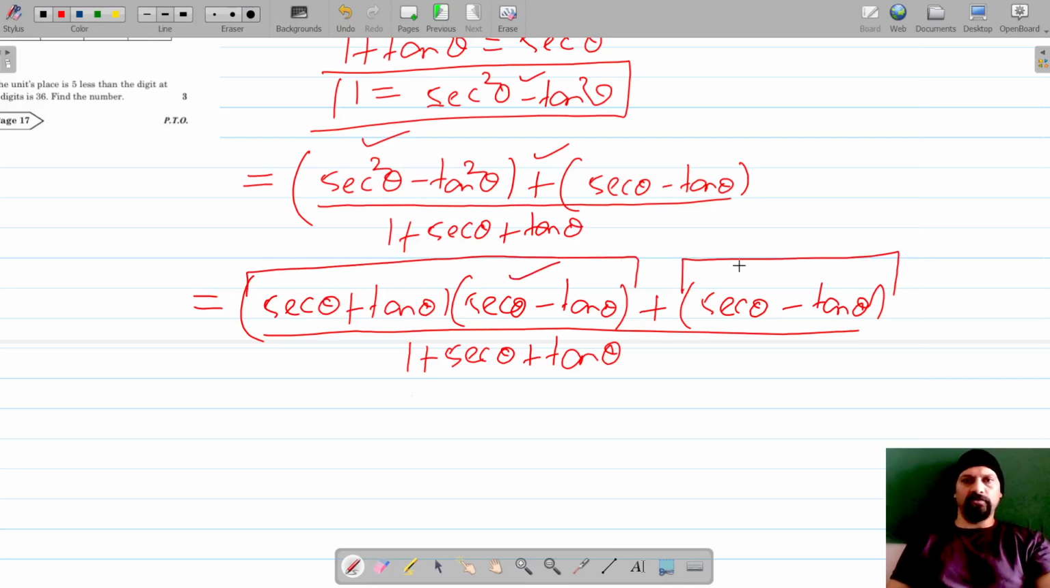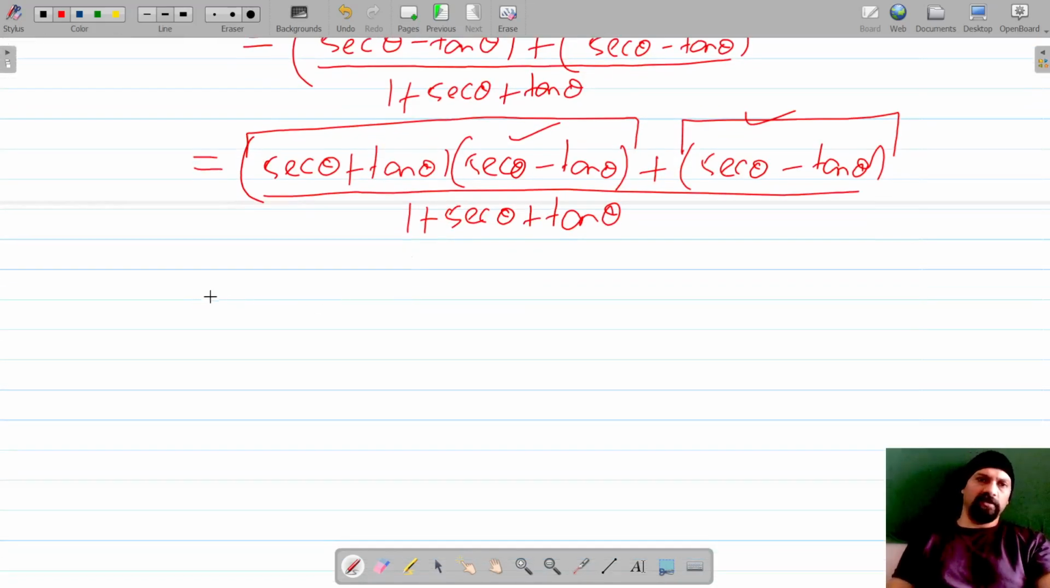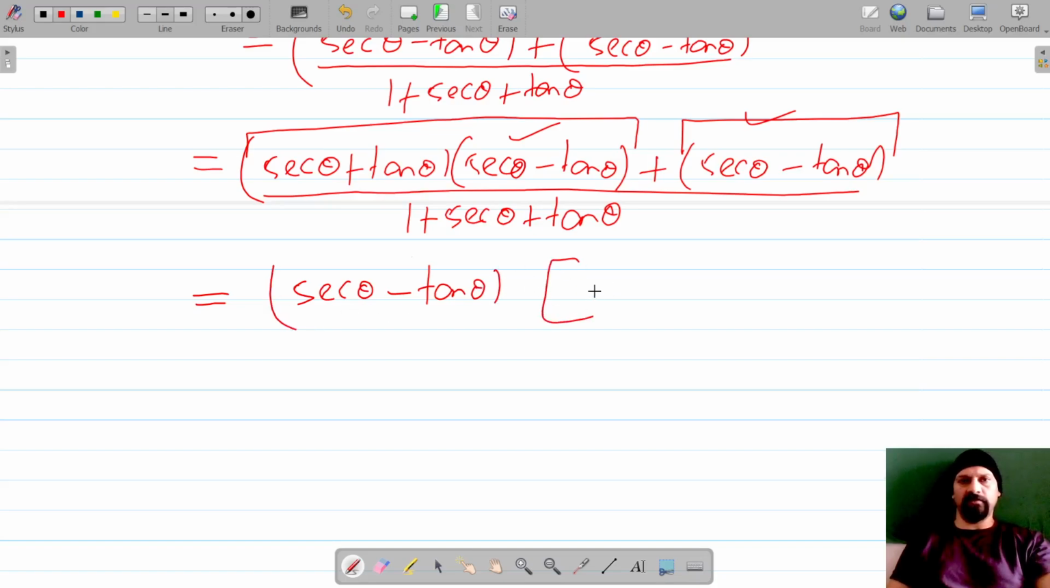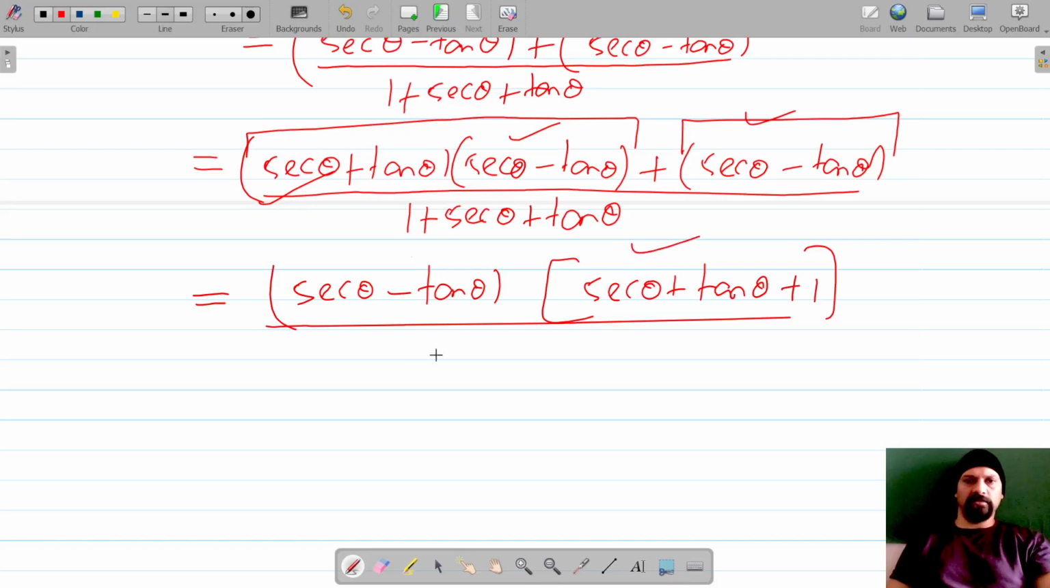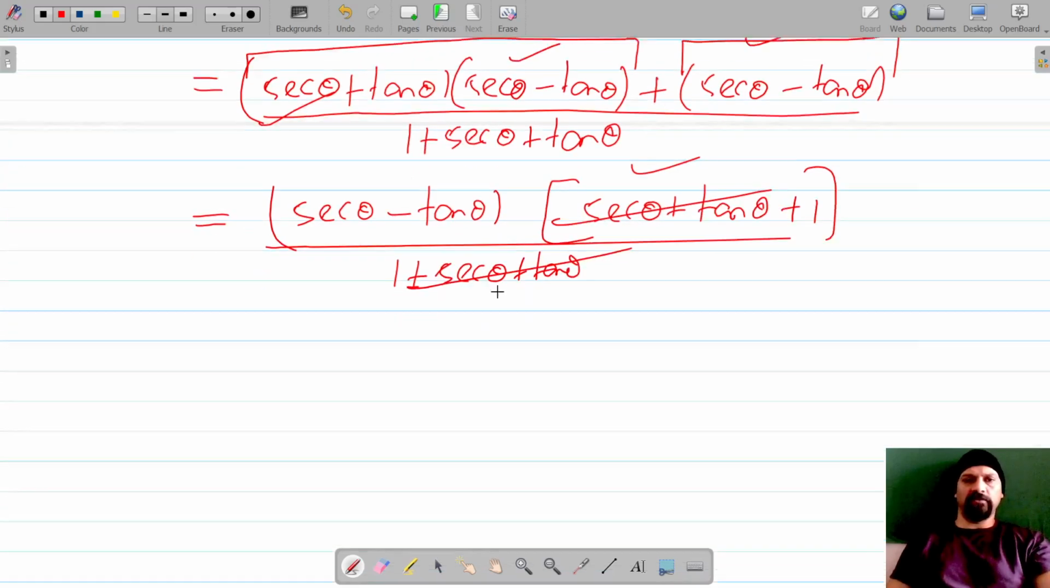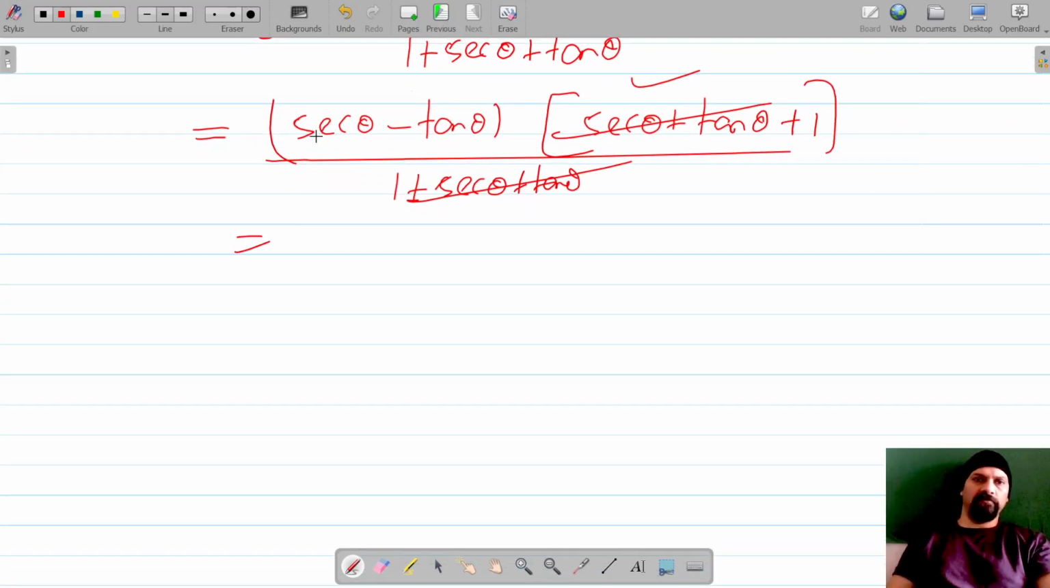And in these two terms, common is secant theta minus tan theta. So this is secant theta minus tan theta. So secant theta minus tan theta is common, which gives us secant theta plus tan theta here, and here it's 1. And now we see that this term is the same as the denominator, so we can strike this off. And finally, we are left with secant theta.